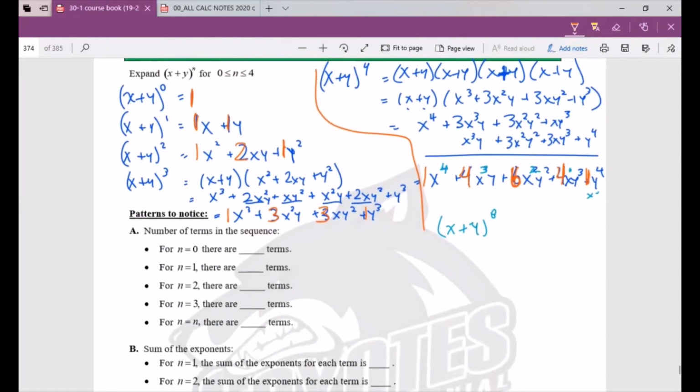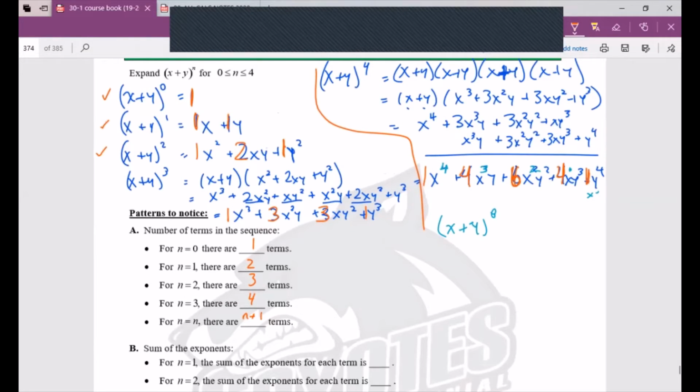So patterns that we should notice from this: when n was 0, we had one term. When n is equal to 1, when our exponent was 1, there were 2 terms. When our exponent was 2, there were 3 terms. And you can always go back to those examples when we want to recognize what's going on with this pattern. When n is 3, there are 4 terms. When n is n, so whatever n is, there are going to be one more term than n. So we're going to say that there's n plus 1 terms here.